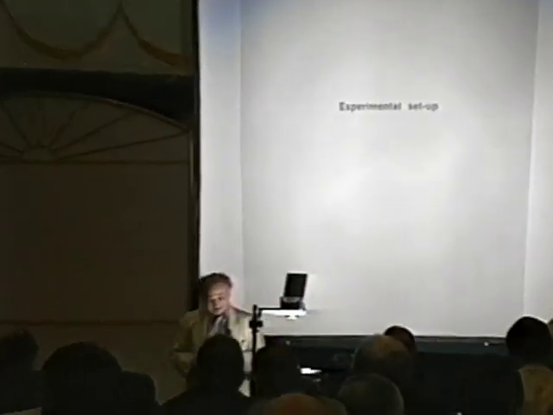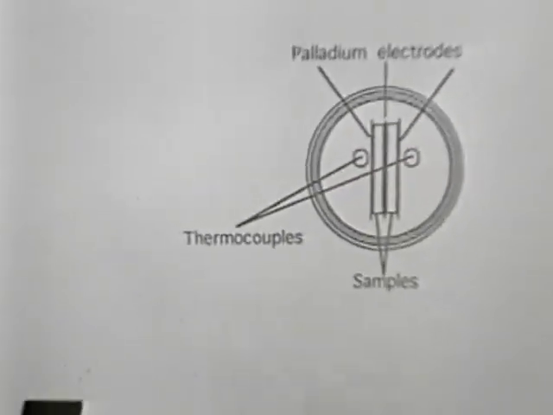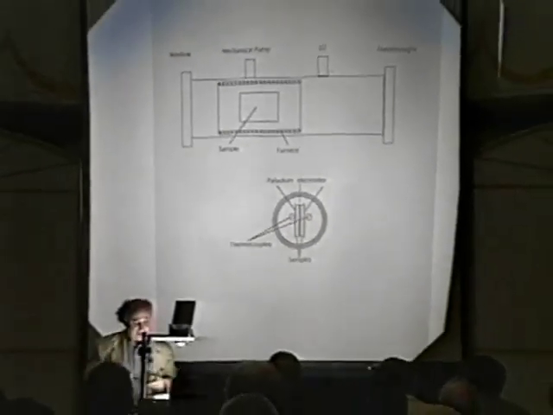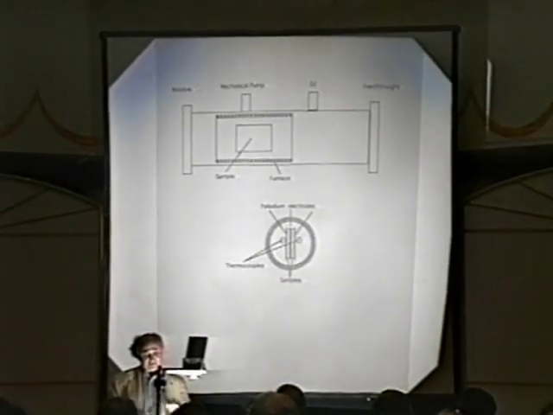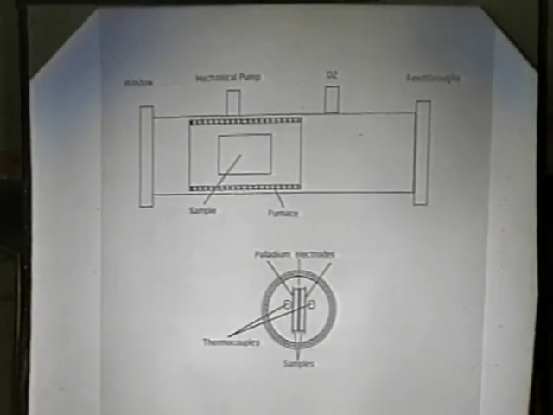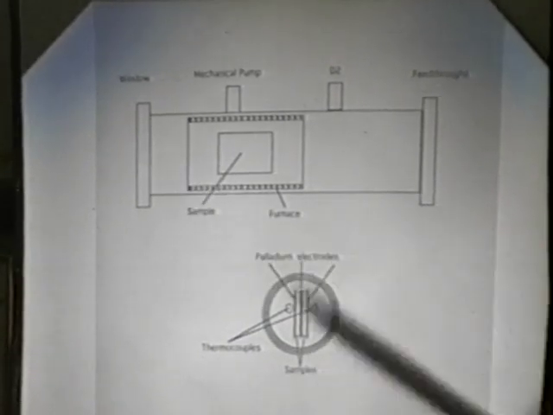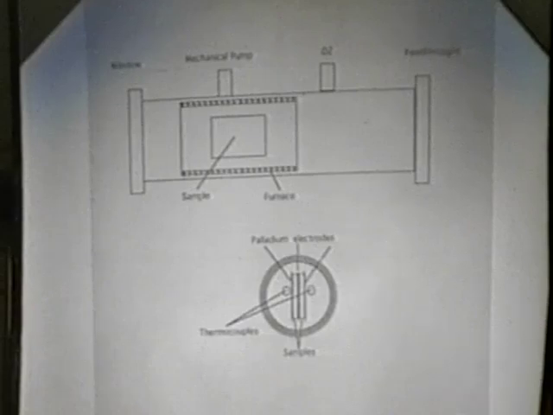Anyway, this is the experimental setup. We are using a vacuum chamber, which is a 35 millimeter diameter tube. The sample is evacuated with a mechanical pump and loaded at or around atmospheric pressure with deuterium. One side we have a window to see what's going on, or what we'd like to see is happening, and feed-throughs on the other side. Actually, we have a symmetric system.